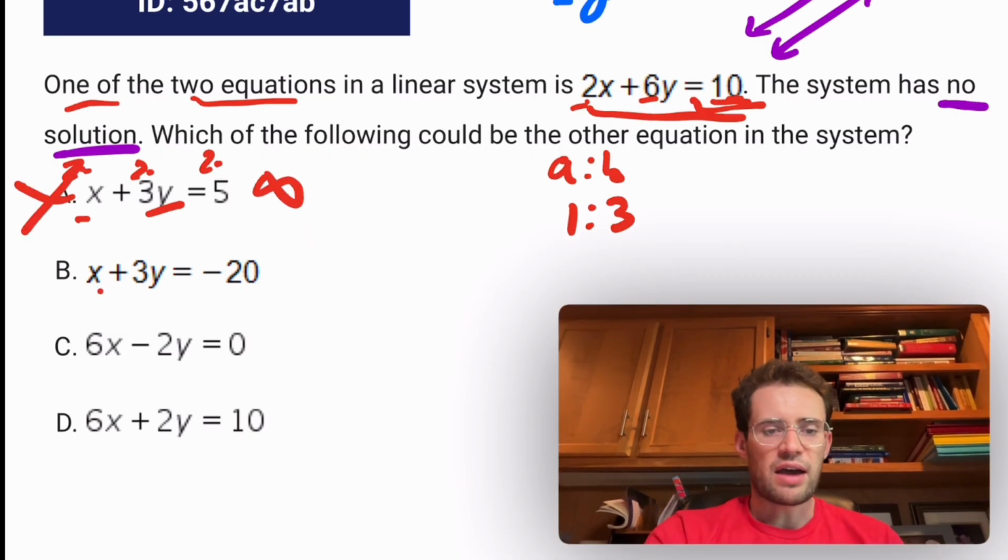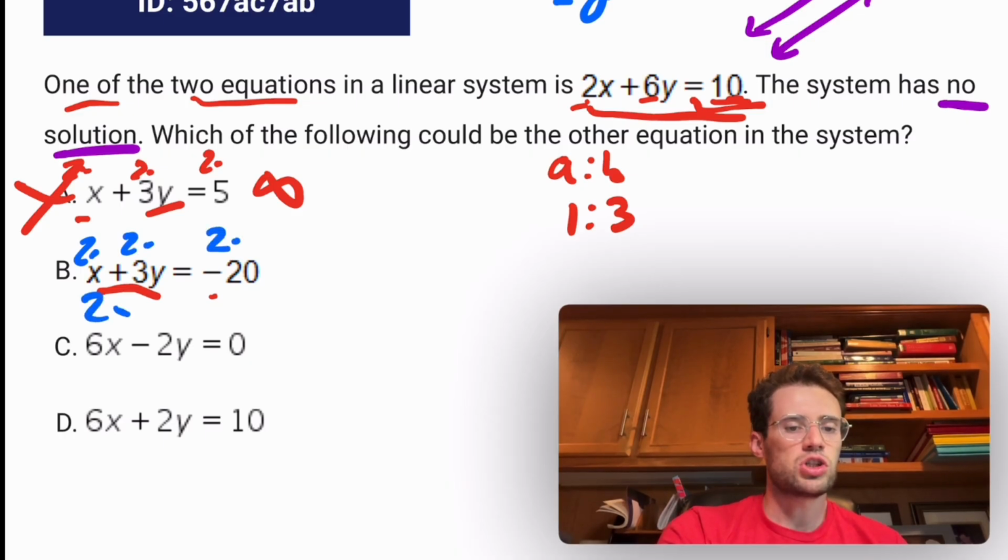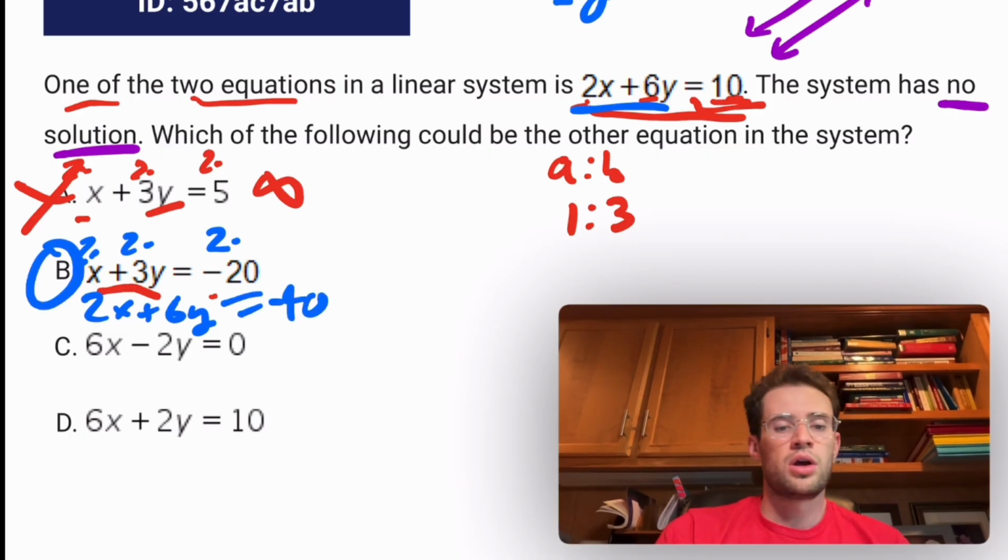X plus 3y, we have that again, so that's good, equals negative 20. Well, we already know if it's x plus 3y for it to be the same line, this has to be 5. And if you multiply x plus 3y by 2, it would give you that 2x plus 6y. So it looks like B is going to be our answer, but just to verify, times 2 times 2 times 2 gives us 2x plus 6y, so that left side matches, equals 2 times negative 20 is negative 40. That's not the same as 10, so that's good. All right, so it will be B.